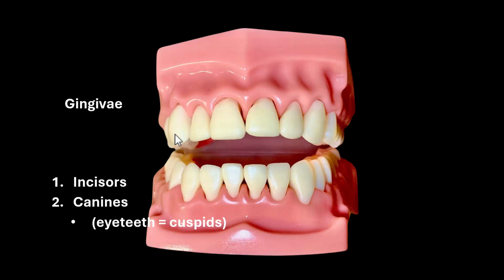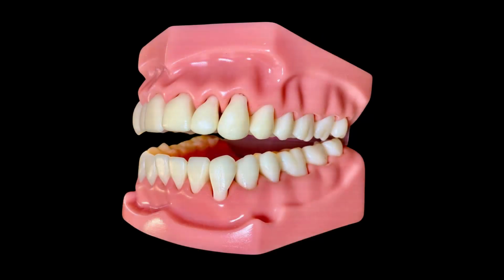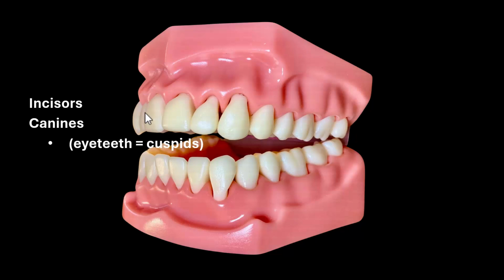And then we have our canines, which are here and here. Also, here's the lower canines. They're also known as eye teeth or cuspids. Looking at more of an oblique view, again, here are the incisors, the canines, and then we have our premolars, and then finally the molars.